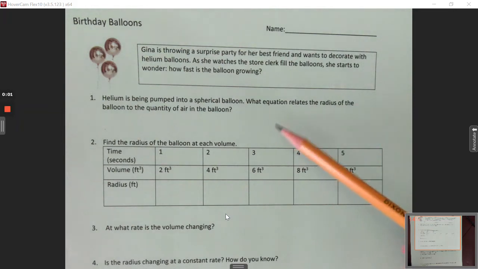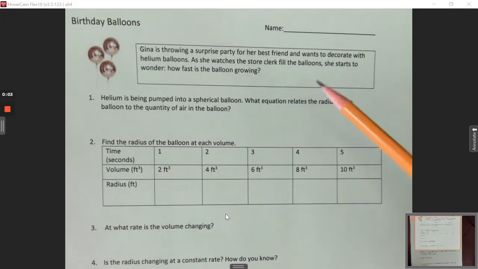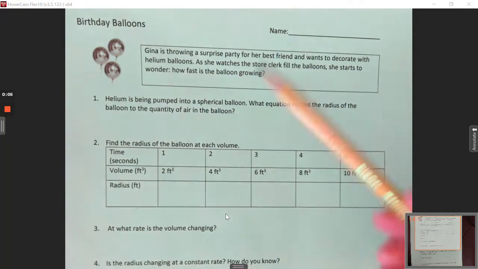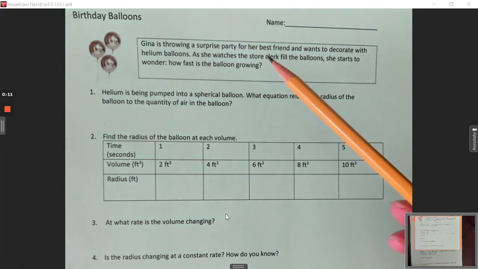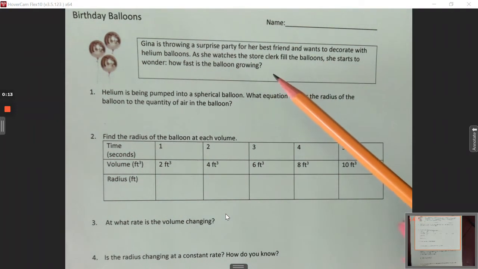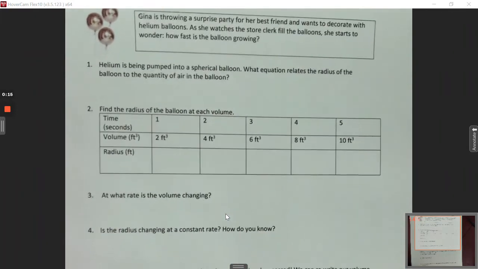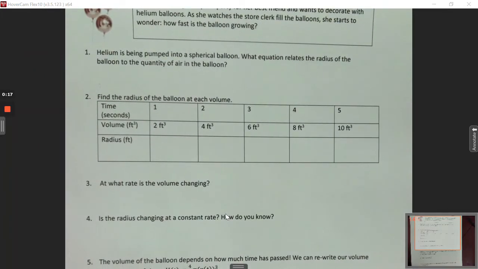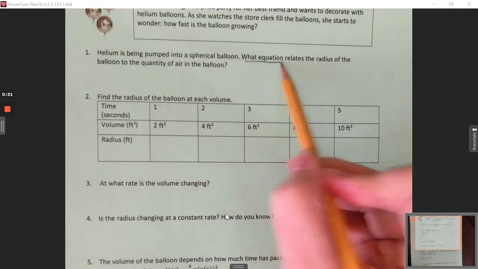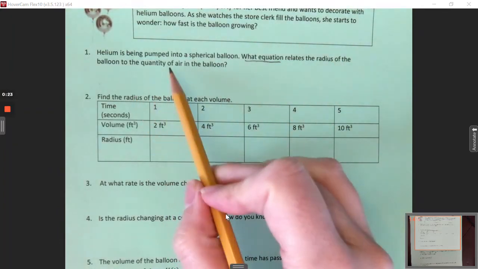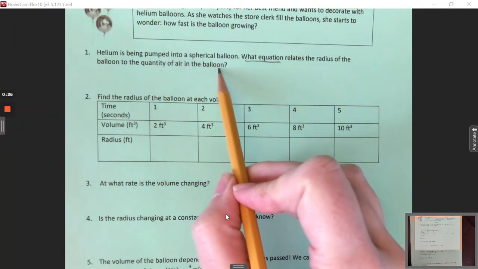So we're going to be talking today, this is topic 4.3 for calculus, and we're going to be talking about balloons initially. So birthday balloons. Gina is throwing a surprise party for her best friend and wants to decorate with helium balloons. As she watches the store clerk fill the balloon, she starts to wonder how fast the balloon is growing. Helium is being pumped into a spherical balloon. What equation relates the radius of the balloon to the quantity of air in the balloon?